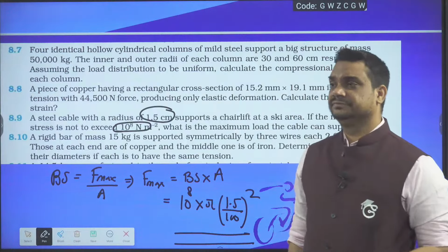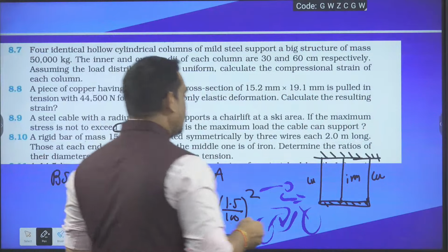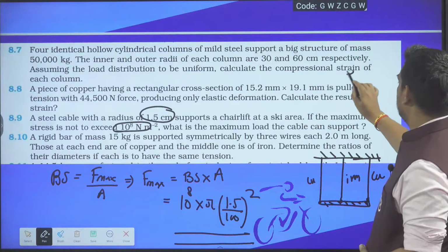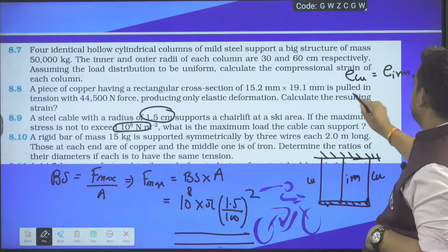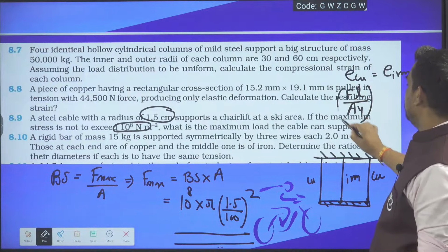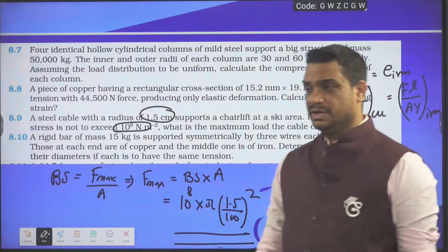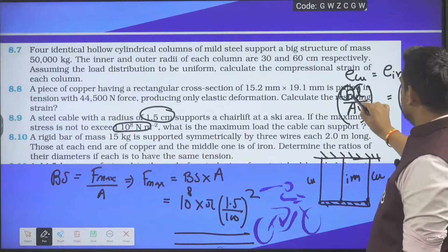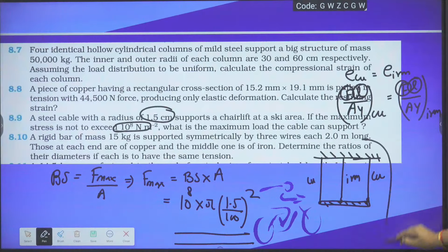First of all, is the elongation going to be the same or different? The elongation of the copper will be the same as the elongation of the iron. Elongation formula is FL by AY. FL by AY for the copper will be the same as FL by AY for the iron. Force is same, length is also same. So basically we can say AY of copper equals AY of iron.